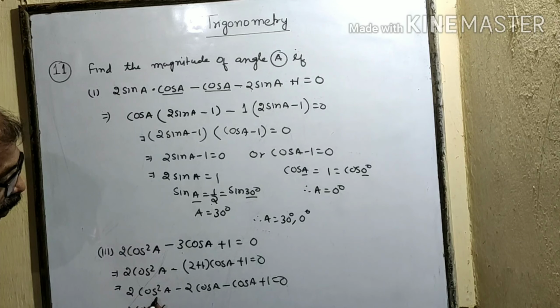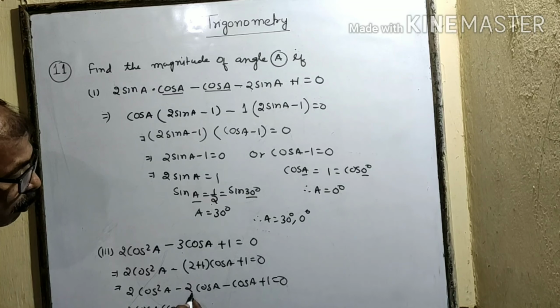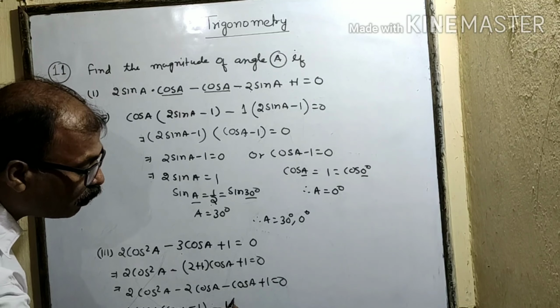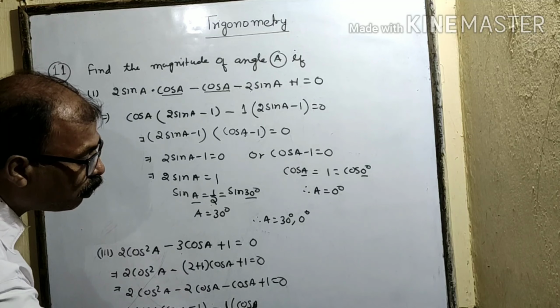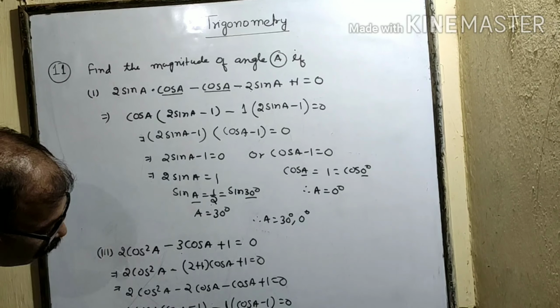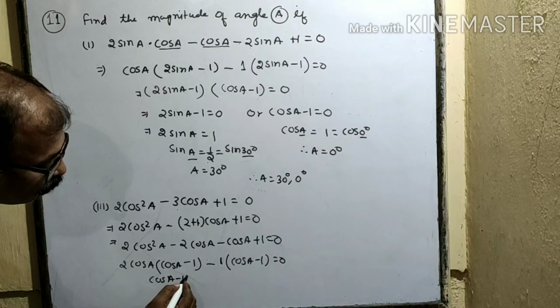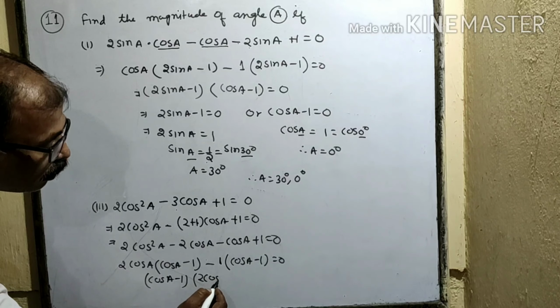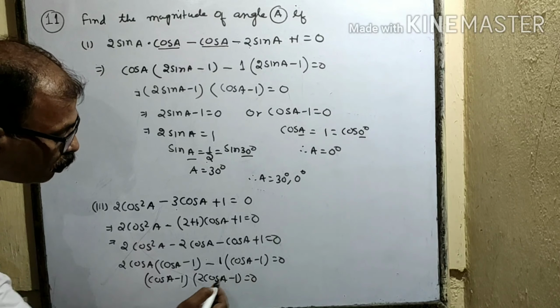So 2 cos A is taken common, so cos A is left. From here 2 cos A is taken, so 1 is left. Between these two nothing is common, so 1 is common. So it is cos A minus 1. So two factors are: the first factor is cos A minus 1, and the second factor is 2 cos A minus 1. 2 cos A minus 1 is equal to 0.